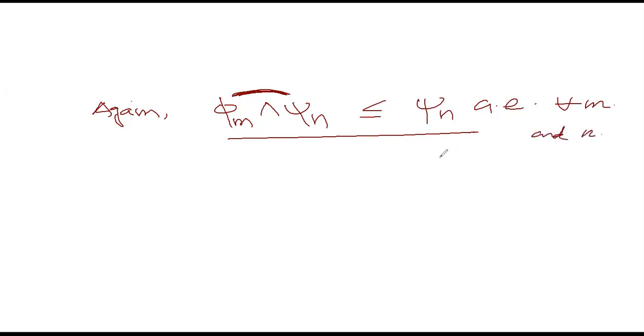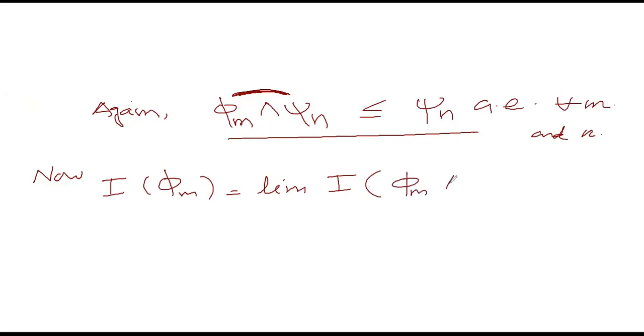For all m and n. Now let's apply again the integral. What's this integral? Now this integral of phi m is equal to the limit of the integral of phi m meet psi n. That's already done. Phi m meet psi n is less or equal to psi n.